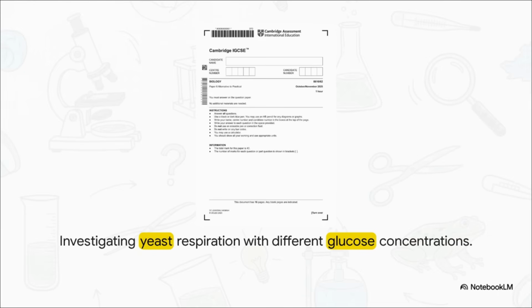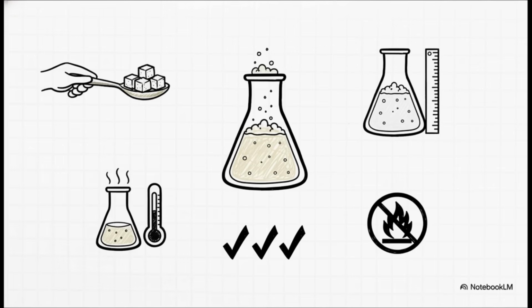Now, if you were asked to plan this on an exam, how would you do it? Well, let's map it right back to our blueprint to build the perfect 6-mark answer. Step 1, variables. Our independent variable is the different glucose concentrations. We'd specifically state we are using at least 2, like 1% and 4%. Our dependent variable, the thing we measure, is the height of the yeast suspension.